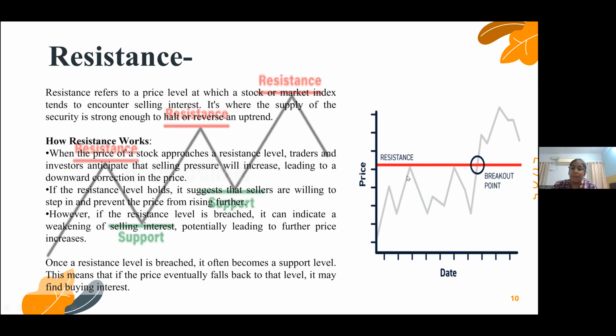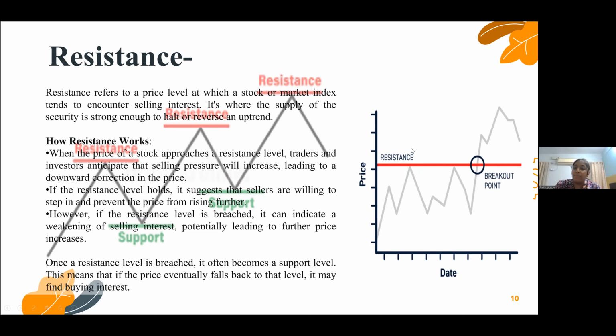Stocks have a particular level which is known as their resistance, where the buyers or traders lose their interest and generally stop buying. Now, if the resistance level holds, it suggests that the sellers are willing to step in and prevent the price from rising further. If a particular resistance line is held for quite a long time, it shows that traders don't find the stock much more valuable, and they want the highest price of this stock to stay at this level itself, preventing it from going up.